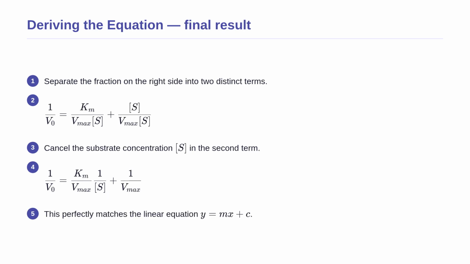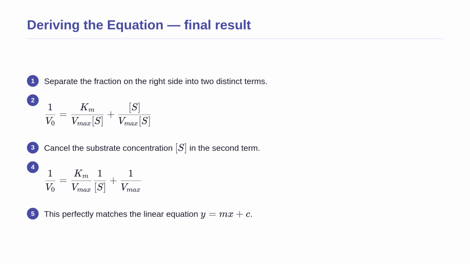Continuing from our flipped equation, let us complete the derivation. We have a single fraction on the right side with 2 terms added in the numerator. We can separate this into 2 distinct fractions with the same denominator. The first term becomes Km over Vmax times S. The second term becomes S over Vmax times S.